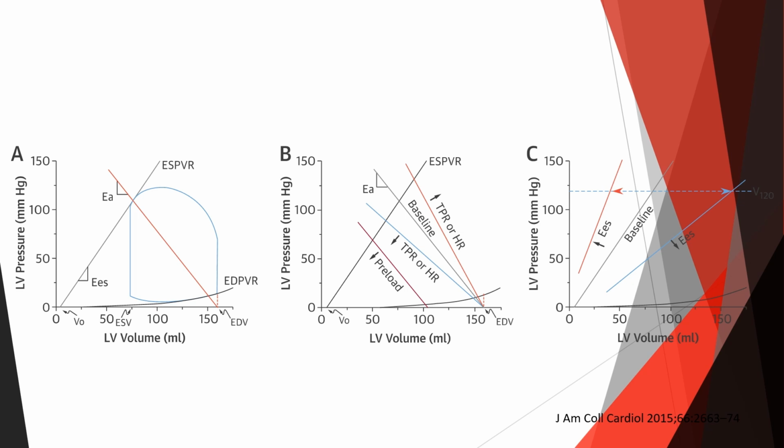Effective arterial elastance, EA, is the slope of the line extending from end diastolic volume point on the volume axis through the end systolic pressure volume point of the loop. In B, slope of EA line depends on total peripheral resistance and heart rate, and its position depends on end diastolic volume.